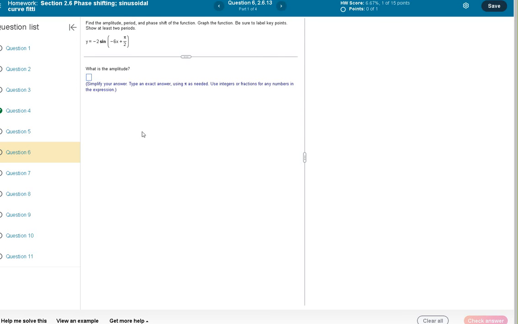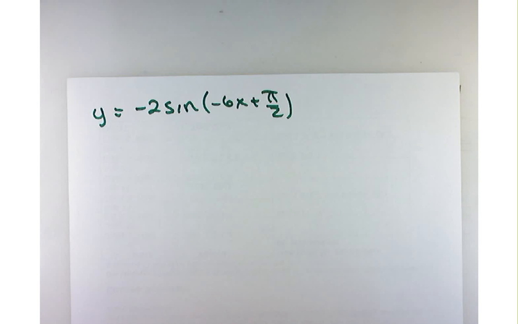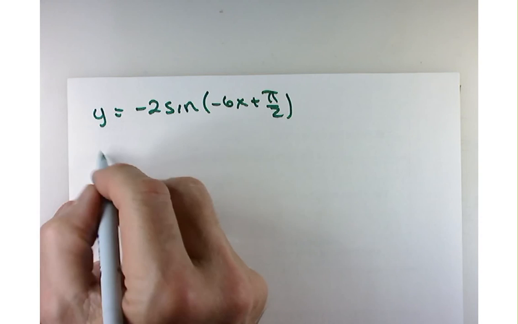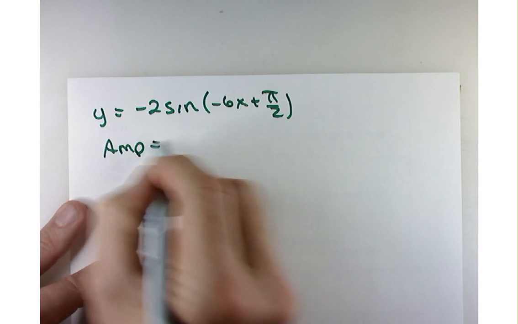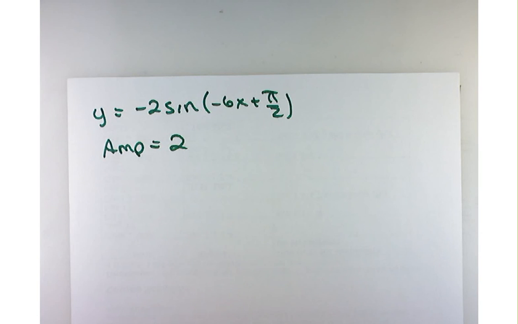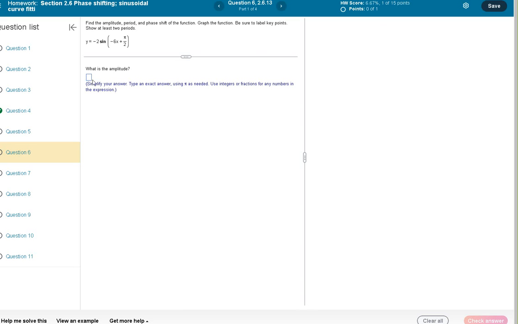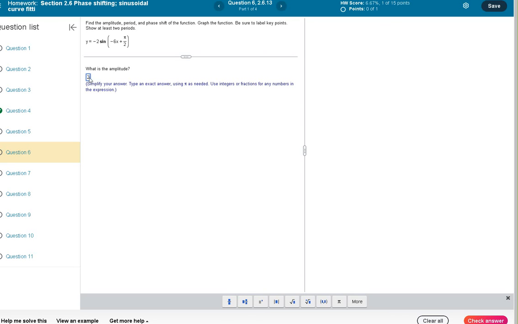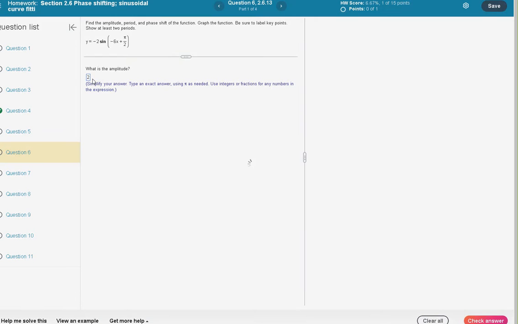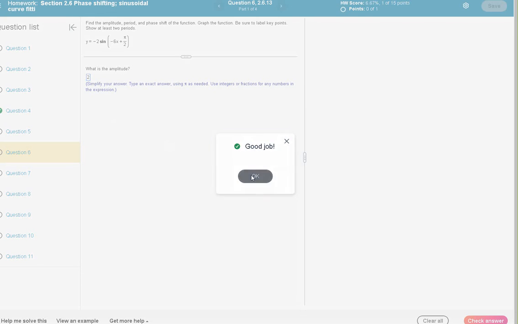First things first, what's the amplitude? And that one I hope you can read off. What's the amplitude? Perfect. So amplitude equals 2. We're good on that one. So 2 and enter. All right, good job.